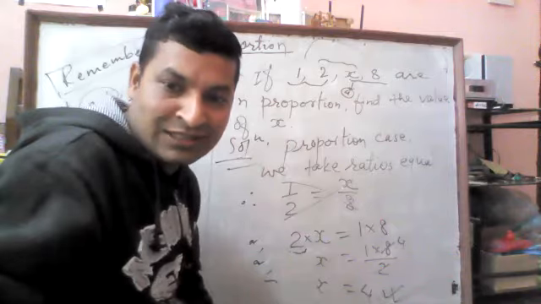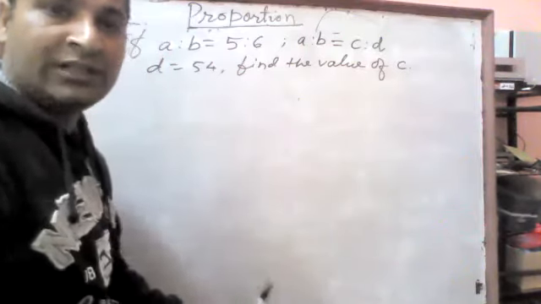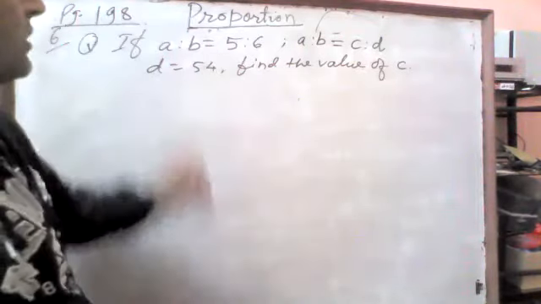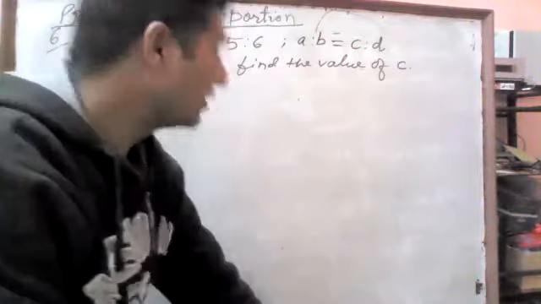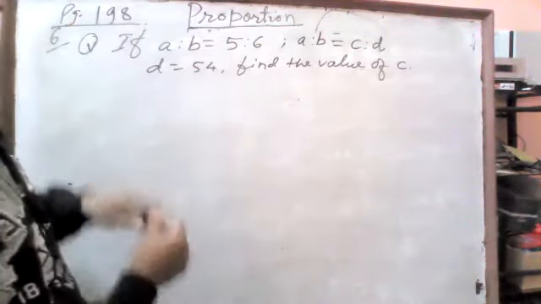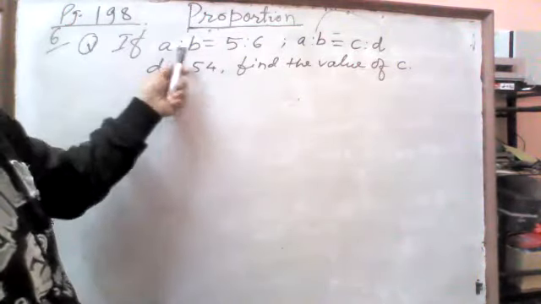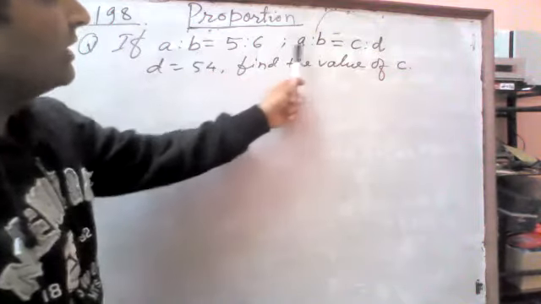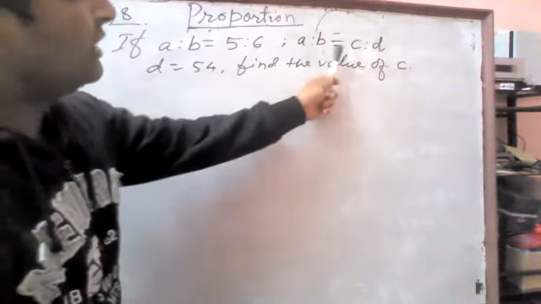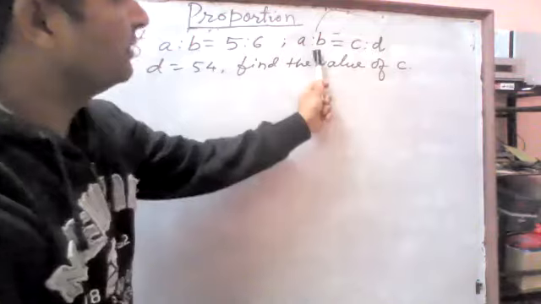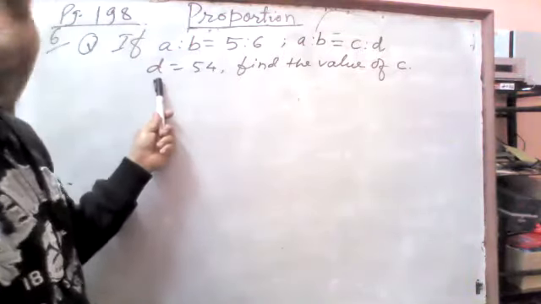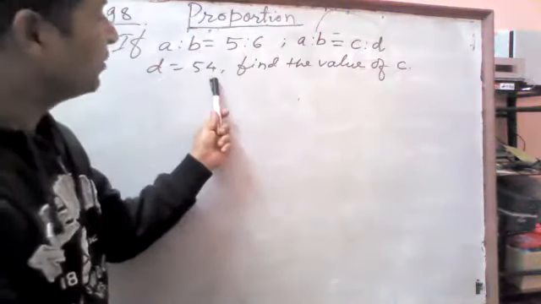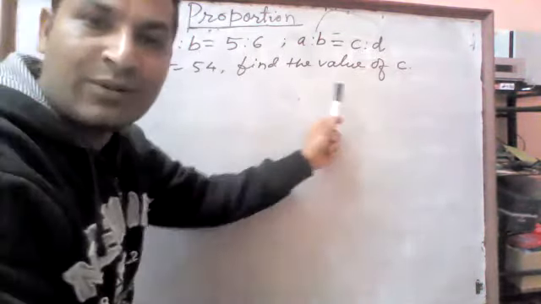Yes or no? So here is a question on the application of proportion. If the ratio of A to B is equal to 5 is to 6, and A is to B equals C is to D, these two ratios are equal. And if the value of D is equal to 54, then find the value of C.